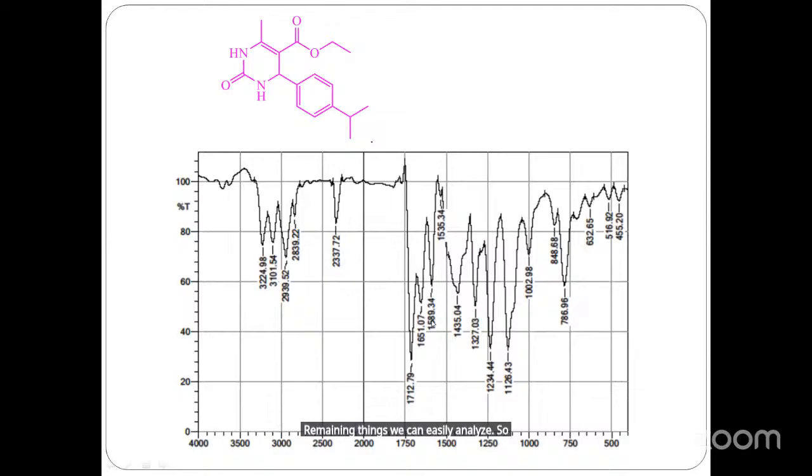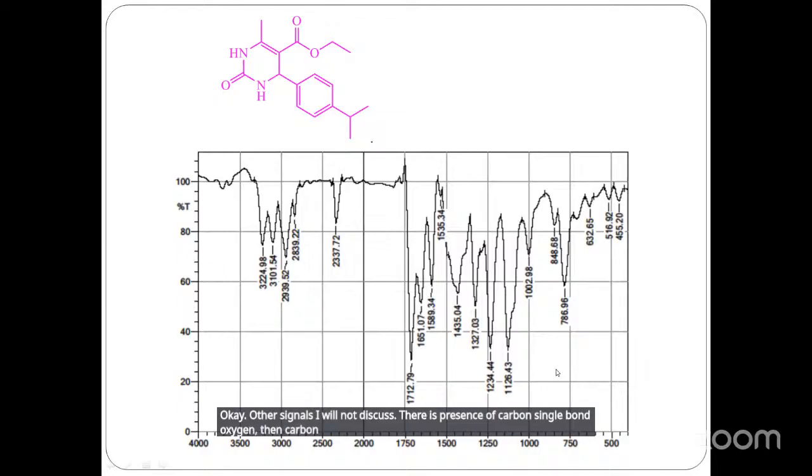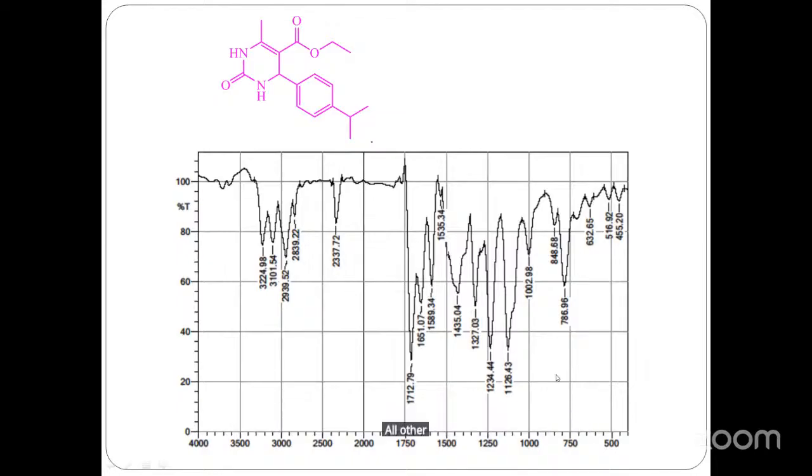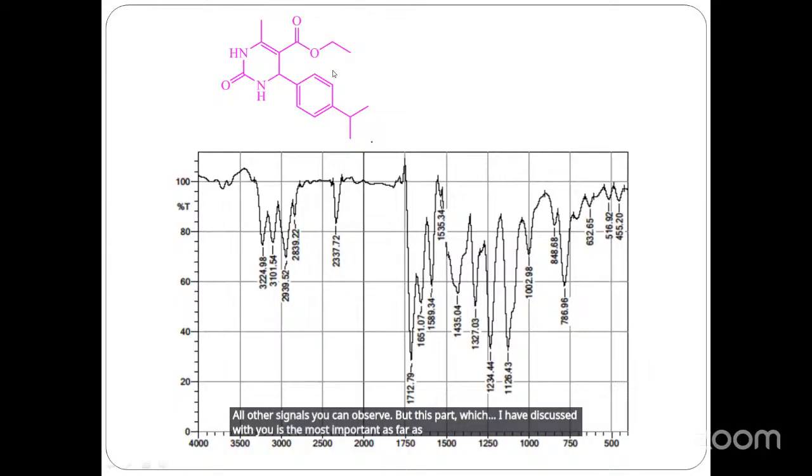So we have signals close to 1500, 1600, 1500. All of these belong to carbon double bond carbon. So these are the basic things about the various types of functional groups present in this compound. Other signals I will not discuss. There is the presence of carbon single bond oxygen, then carbon single bond nitrogen; all the other signals you can observe. But the part I have discussed with you is the most important as far as this structure is concerned.